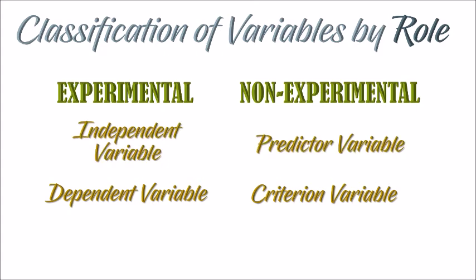So, if you are conducting experimental research, use the terms independent variable and dependent variable. When you perform further studies on that experimental data, in other words, non-experimental research like correlation, the terms criterion and predictor variables should be used.